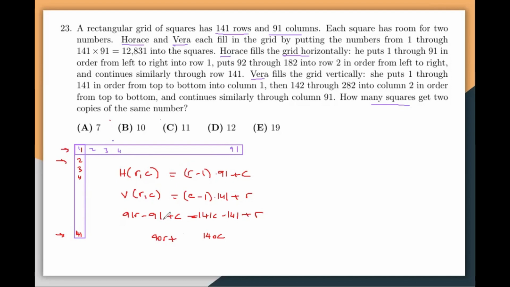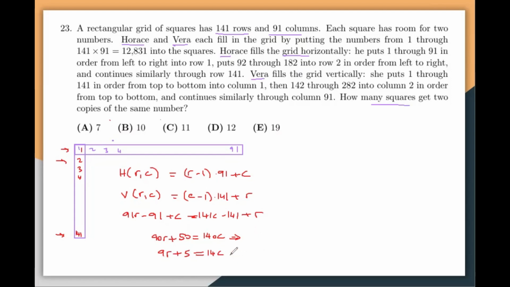So you will get, this is 9 less than 100. So if I take the 41 plus 9, which is 50, that is equal to 0. So I can divide by 10. So you've got 9R plus 5 is equal to 14C. Okay, so that is something. Right now we do have some relation between the R and C.